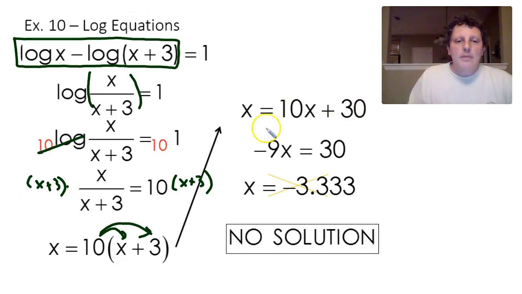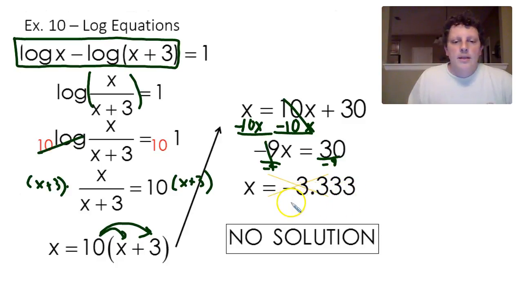I've got to collect my variables to the left now by subtracting 10x on both sides, which gives me negative 9x on the left. I divide both sides by -9, and I get 30 divided by -9 is -3.333 about. That's rounding. So is that my solution?